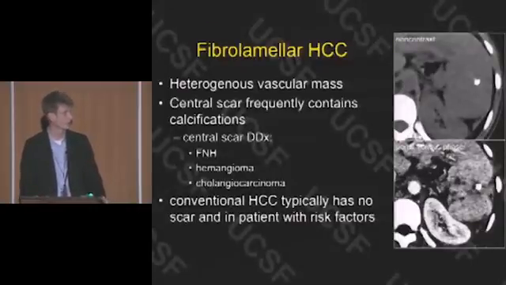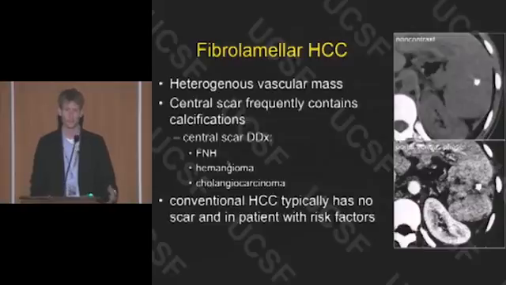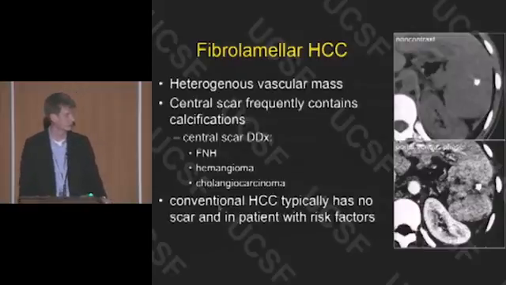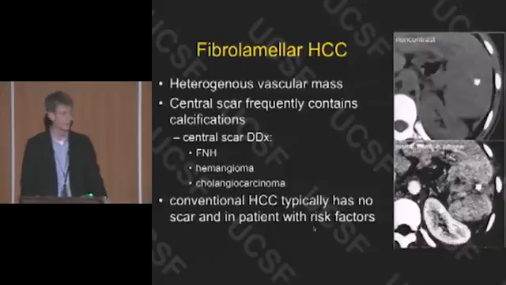This is another lesion that has a scar with calcifications. There's obviously a differential for patients who have a scar. FNH, hemangioma, cholangiocarcinomas can all have scars. Conventional HCCs typically don't have a scar, and you would think of them in patients with risk factors, which we'll talk about in a second.